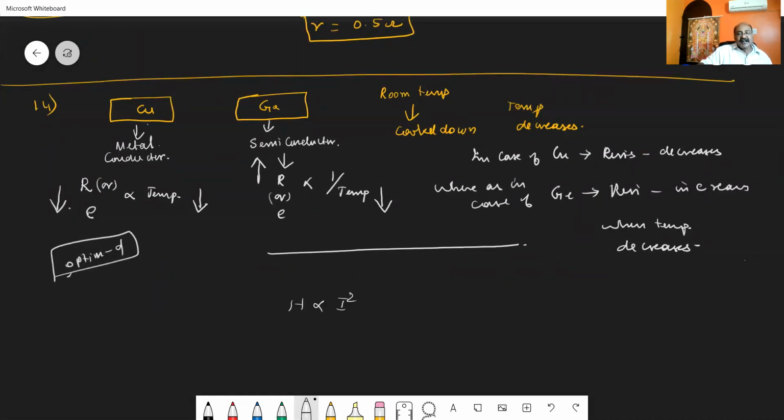Since H is proportional to I square for a given R and T, which are taken to be constants, if you are drawing a graph between heat and current, the nature of the graph would be different. Since it is I square, the nature of the graph is a straight line.